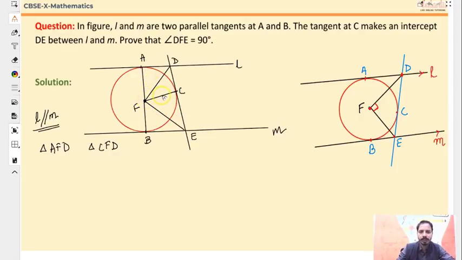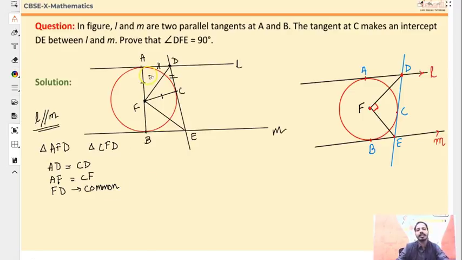First of all, you see this side is equal to this side. And this side is equal to this side because D is the external point. From this external point, I draw two lines. So I can say that AD is equal to CD because this is external. That is what we have just learned, right? So these two parts will be equal. And similarly, AF is equal to CF because both are radii of this same circle, and you see FD is common.